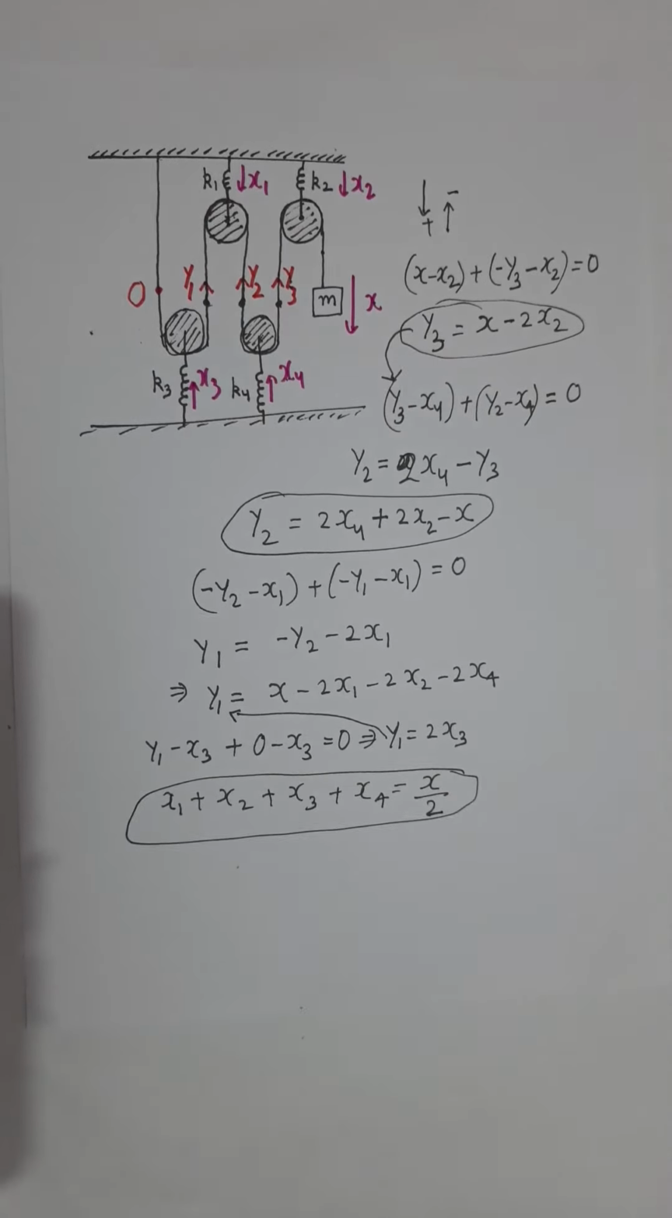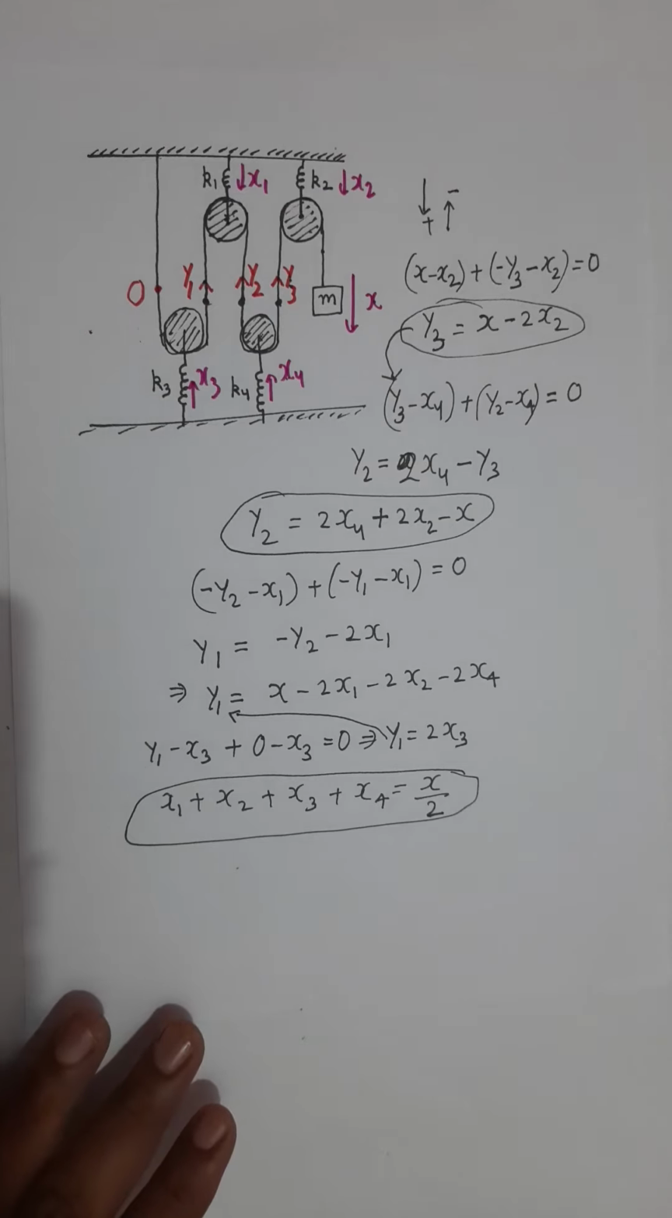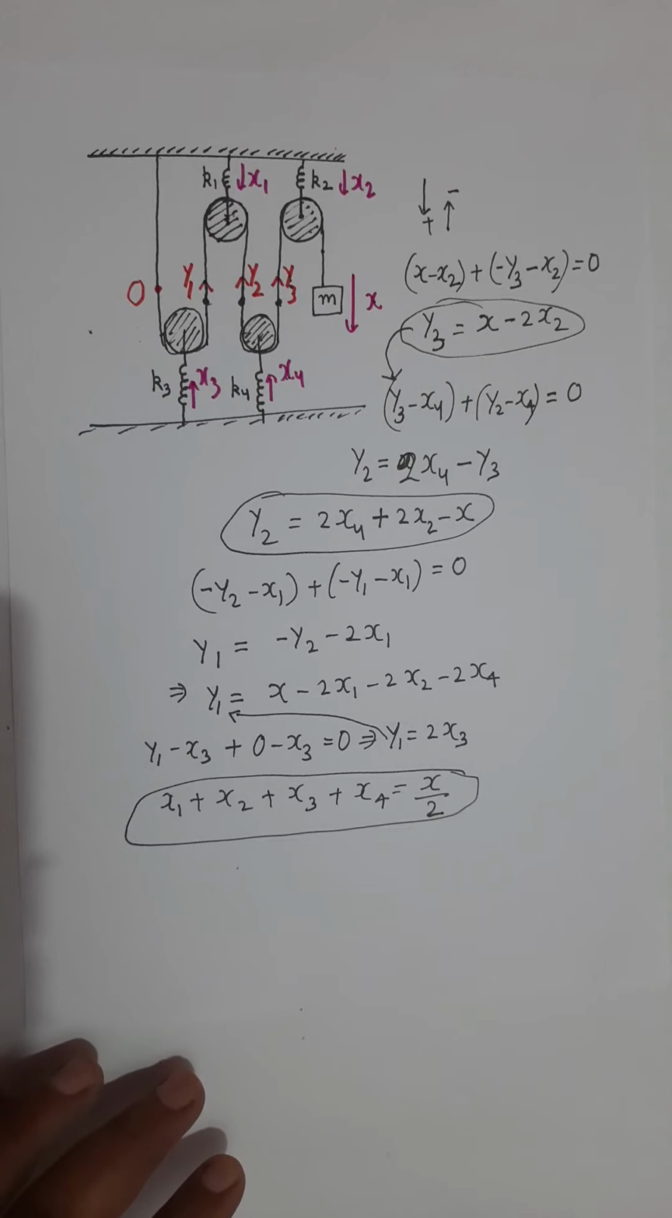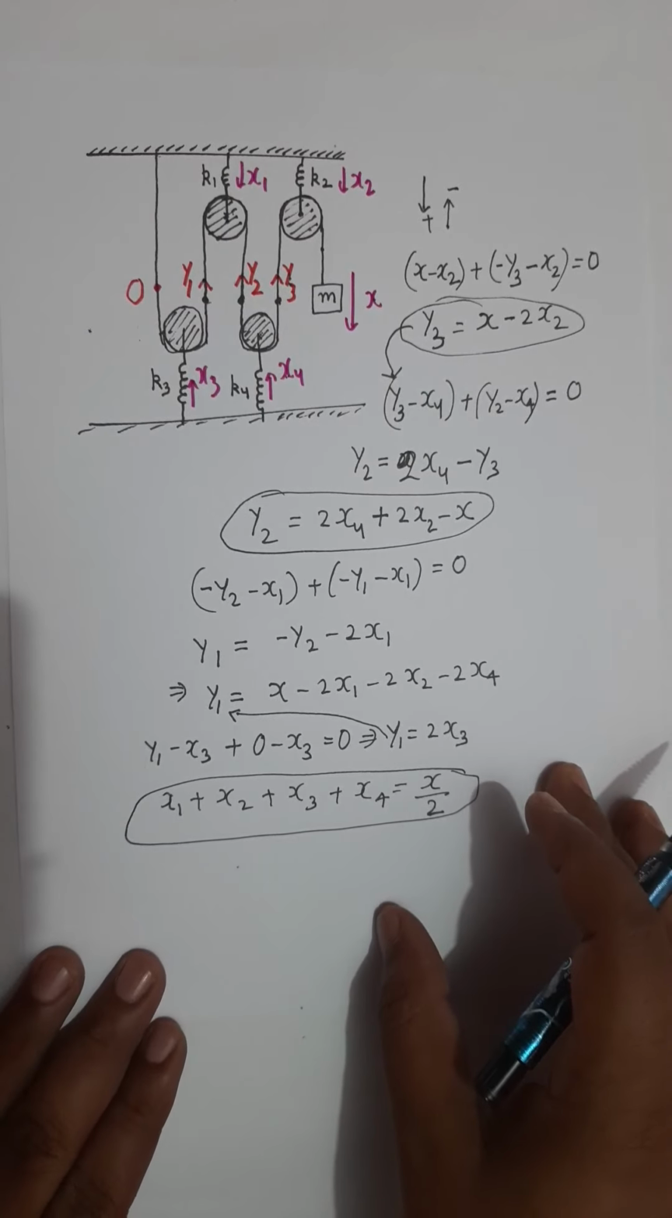Of course, this is a complicated question because it has 4 springs, 4 pulleys. Chances are very less that such kind of questions will ever be asked in IIT JEE Mains or Advanced. So still we are solving it. We have obtained the constraint equation by a lengthy process now. x1 plus x2 plus x3 plus x4 has to be x by 2.